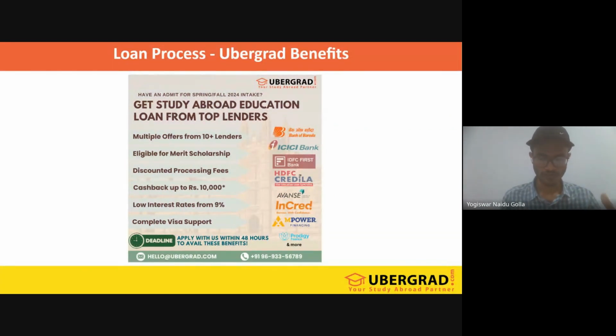If you go on your own, from bank to bank, you have to visit every bank physically and find out what rate of interest you are going to get. But with Ubergrad, you can do it from the comfort of your home. You just submit the documents, and based upon that, you can get multiple offers, where we consult all the banks directly, one-on-one, all done virtually.